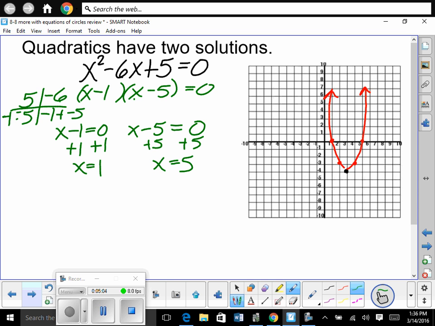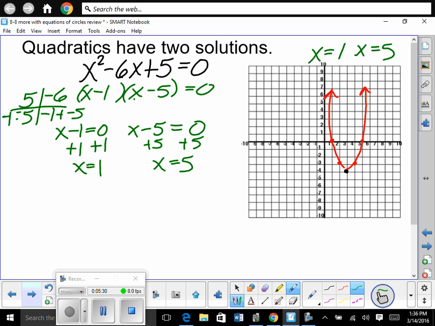Now today we have to be able to go backwards. So given the solutions, work backwards. So everybody look up here. So let's think about it. If I said, okay, so the solutions are this picture, 1 and 5, right? So you'd say x is equal to 1, x is equal to 5, because that's where it's crossing. If I said find the equation of this line using these zeros, I want to see your work, we'd work backwards, right?